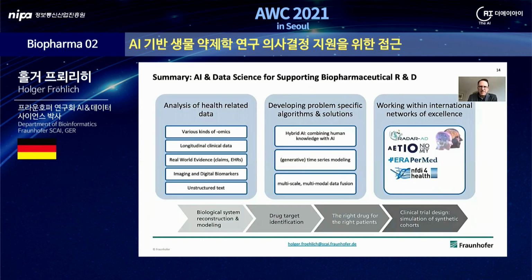Let me summarize. AI and data science are now widely seen as essential to support biopharmaceutical R&D. At Fraunhofer, we have long-standing experience with the analysis of health-related data of various kinds. Based on these data, we develop problem-specific algorithms and solutions along a value chain that ranges from biological system reconstruction and modeling over drug target identification, finding the right drug for the right patients, up to simulation of synthetic cohorts for optimizing clinical trial design.